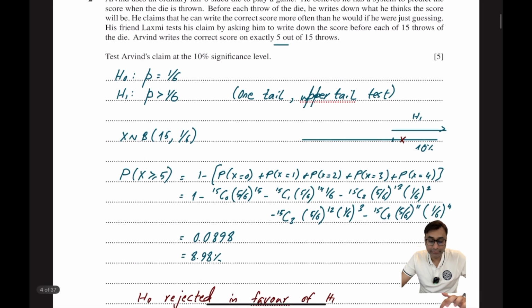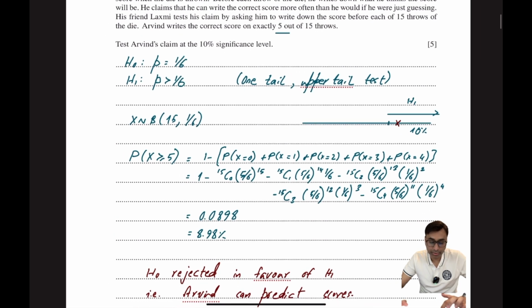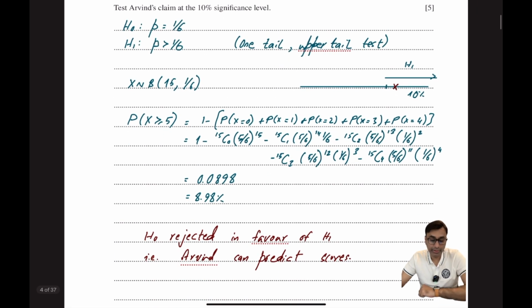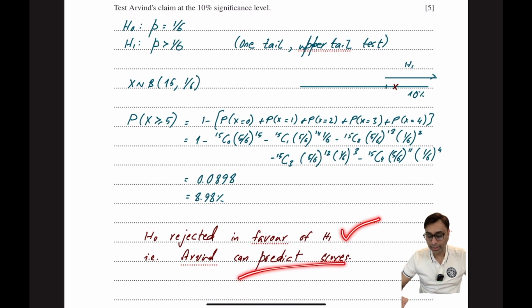So that means the test value is part of the critical region. So its probability is greater than 1 over 6, and over here H1 is going to be accepted. Unlike the previous question where H0 was accepted, here H1 is going to be accepted. That is, he can predict scores.